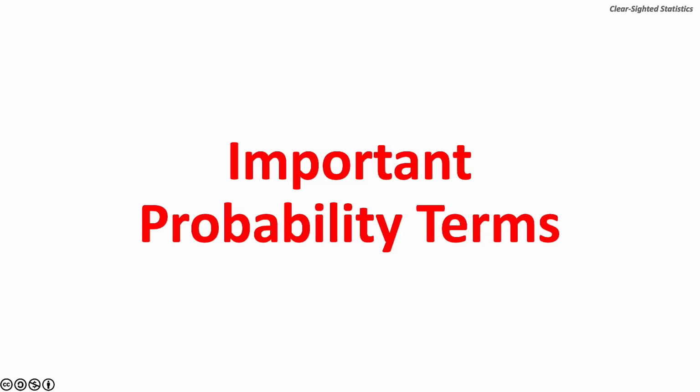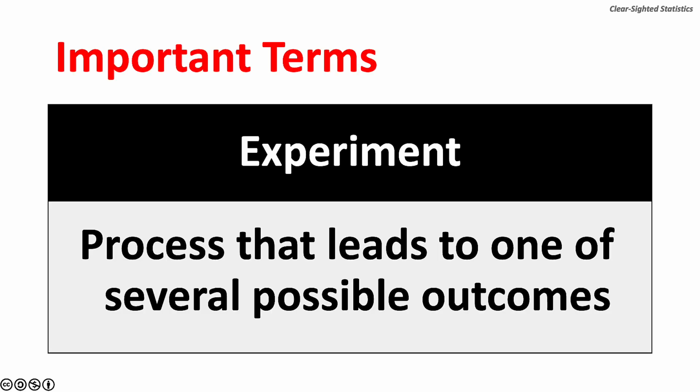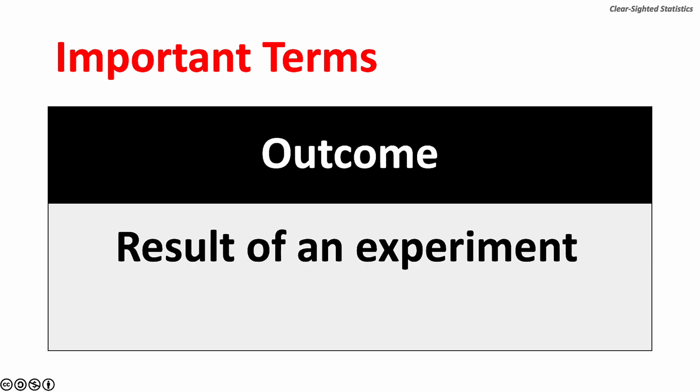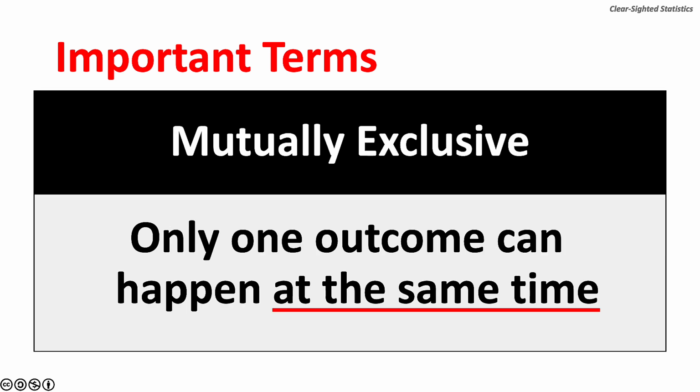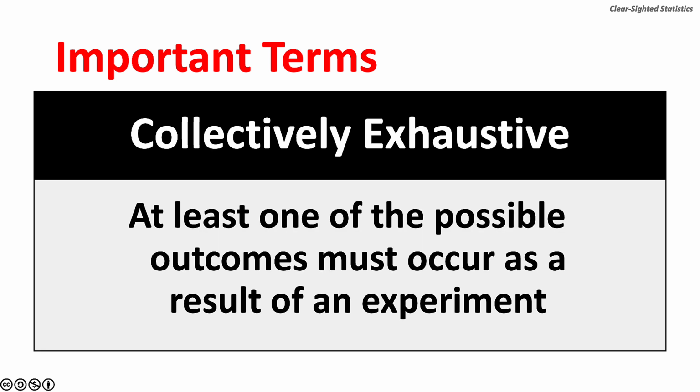Let's review some important probability terms that you need to know. An experiment is a process that leads to one of several possible outcomes. An outcome is a possible result of an experiment. The sample space is the list of all possible outcomes. Mutually exclusive refers to experiments where only one of the possible outcomes can happen at the same time. Collectively exhaustive means that at least one of the possible outcomes must occur as a result of an experiment.